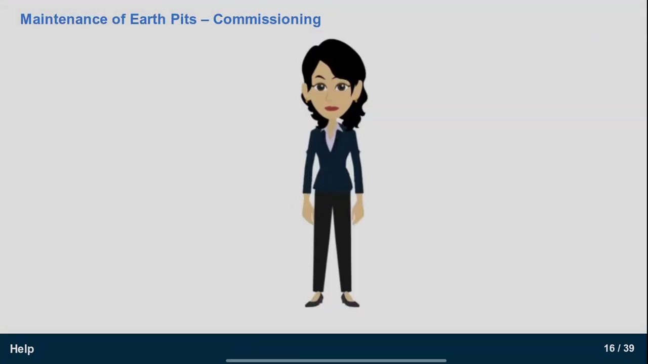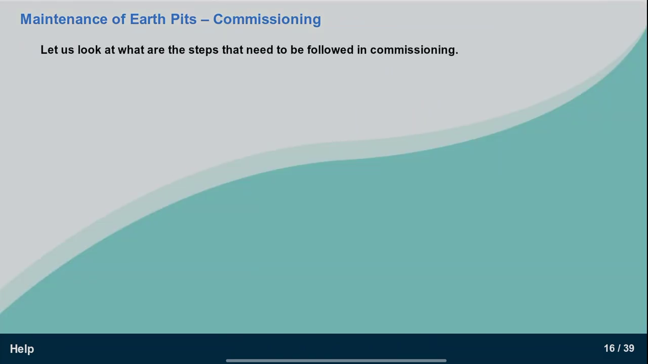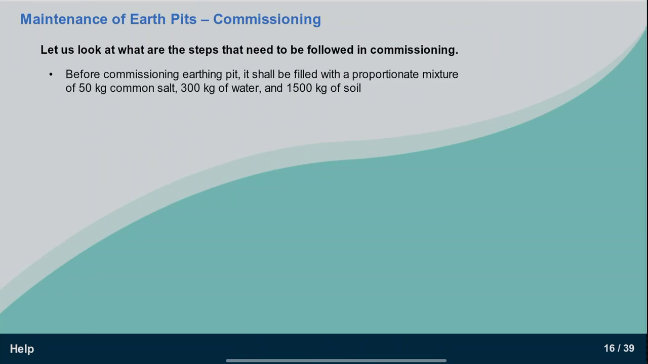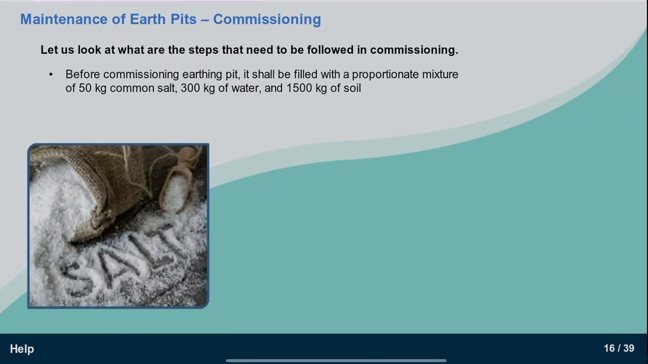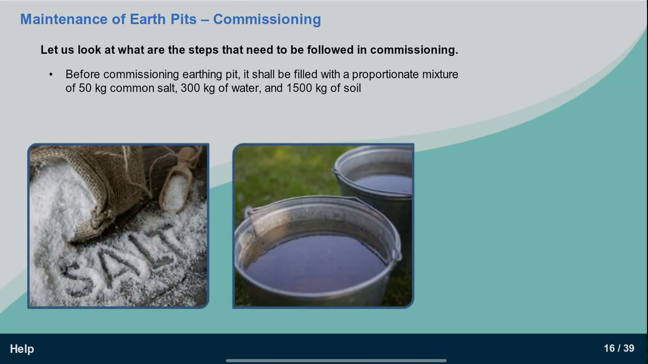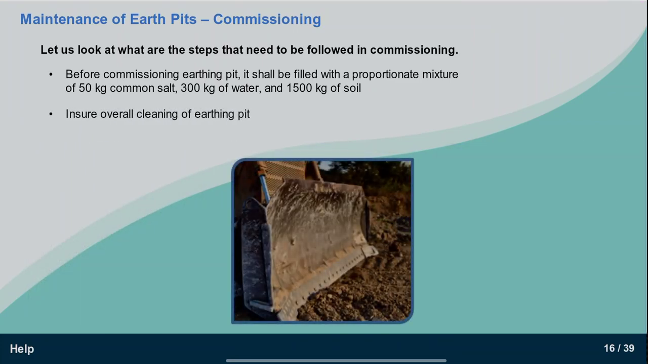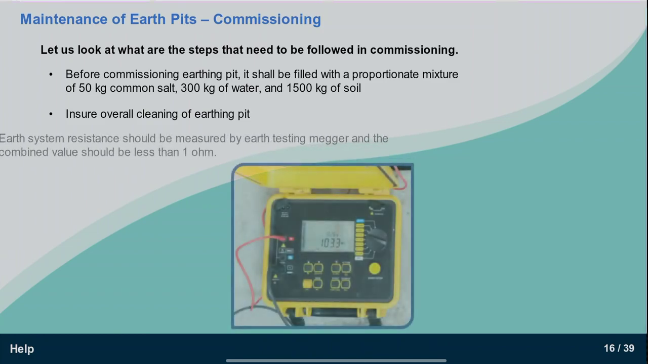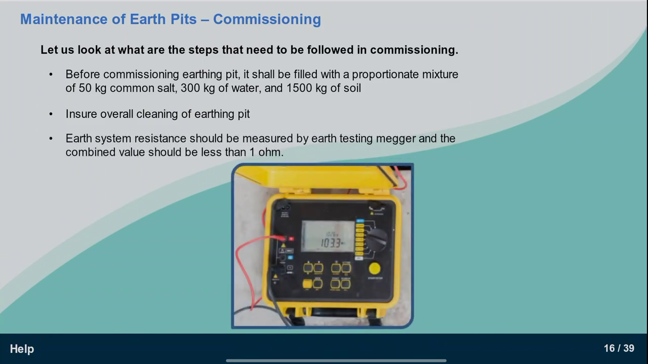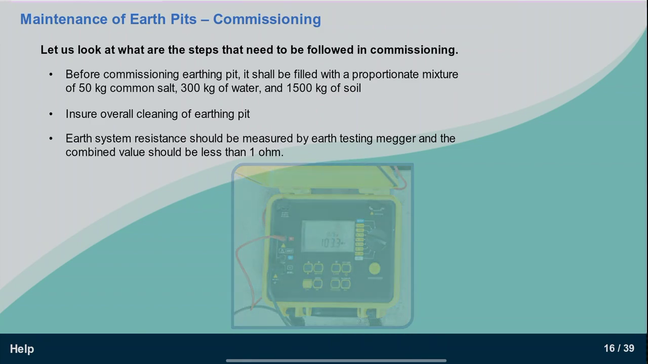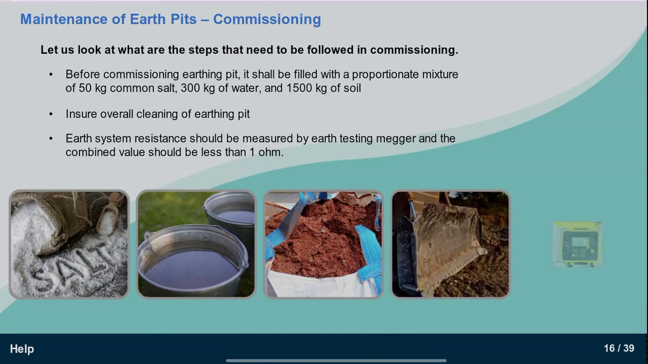In the process of maintenance of earth pits, the first step is commissioning. Let us look at what are the steps that need to be followed in commissioning. Before commissioning earthing pits, it shall be filled with a proportionate mixture of 50 kg common salt, 300 kg of water, and 1500 kg of soil. Ensure overall cleaning of earthing pit and earth system resistance should be measured by earth testing measure and the combined value should be less than 1 ohm. Let us move on to next step, that is inspection.